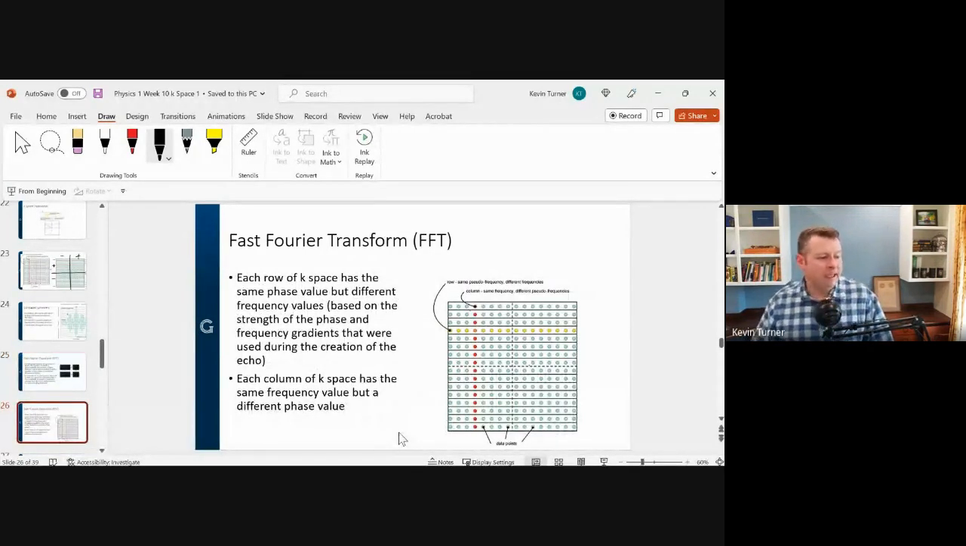So each row of K-space has the same phase value, but different frequency values based on the strength of the phase and frequency gradients that were used during the creation of the echo. Each column of K-space has the same frequency value, but a different phase value. You will see that question on the quiz. Make sure you know that each row has the same phase information and each column has the same frequency. I don't particularly like the terms row and column, but the ARRT does, so that's why we're going to use them.